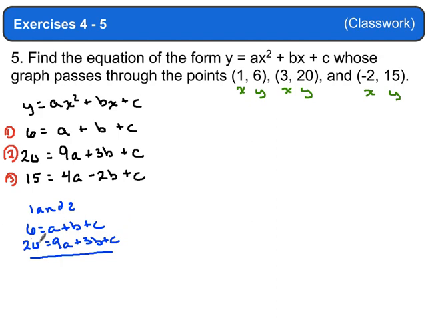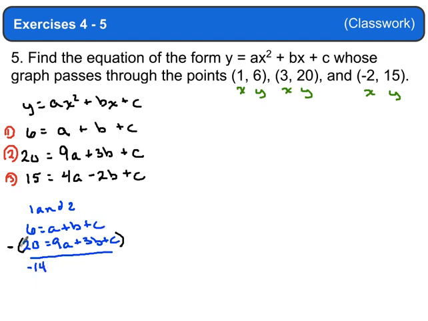We're going to eliminate the c's. So to do that, we are going to subtract each column. So we'll put a minus sign out in front so we can subtract. And so 6 minus 20 is going to be negative 14.